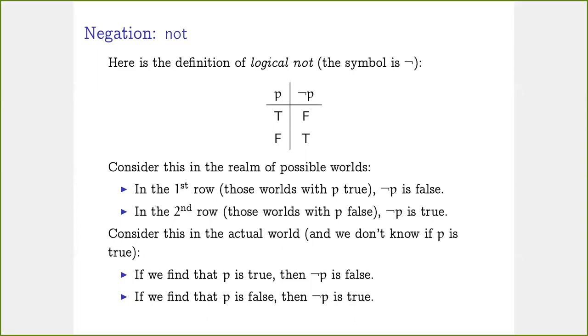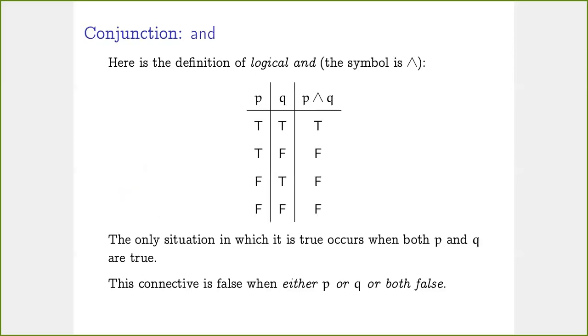You could also look at this in terms of the actual world, where we don't know if P is true. If we find that P is true, then we'll have found that not P is false. If we find that P is false, then we'll have found that not P is true. Okay, here's the definition of logical and. The symbol is a wedge shape.